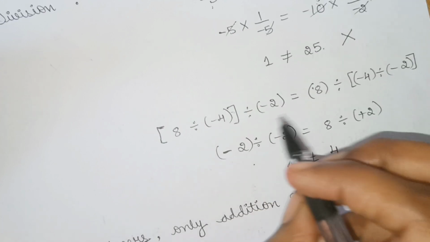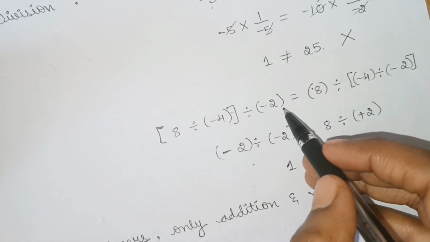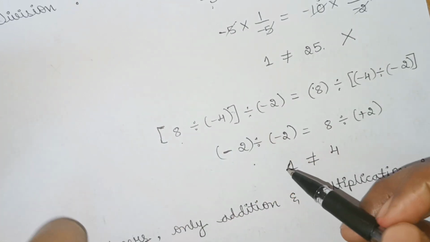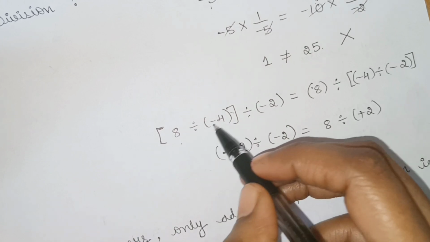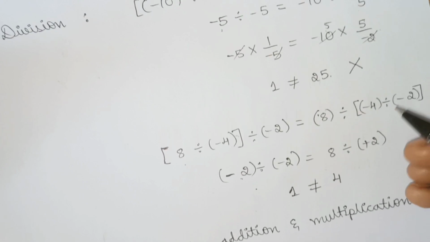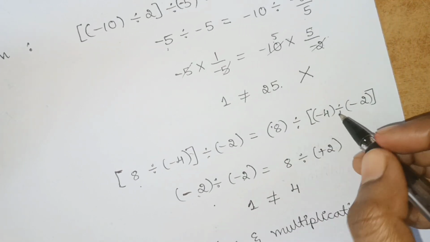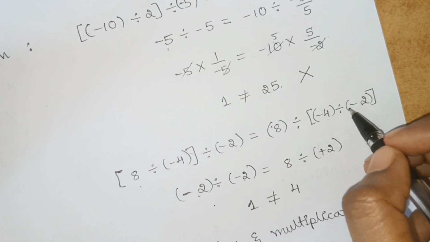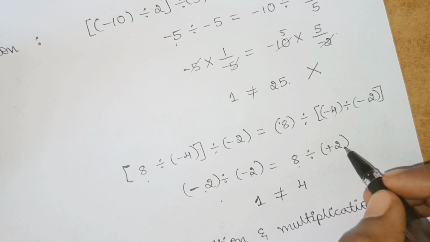The next example, 8, minus 4 and minus 2. 8 and minus 4 are grouped together in the LHS. So 8 divided by minus 4 we will get minus 2. Minus 2 divided by minus 2 is 1. And in the RHS, 8 is kept as it is. Minus 4 divided by minus 2 is plus 2. And 8 divided by plus 2 is 4.